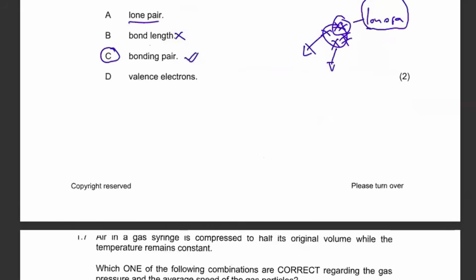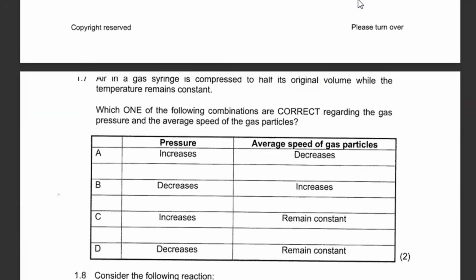Then we move on to question 1.7, which reads: air in a gas syringe is compressed to half its original volume while temperature remains constant. Which one of the following combinations is correct regarding the gas pressure and the average speed of the particles? So if you reduce the volume, it means you are compressing. Generally, if we are compressing, the pressure has to increase. So now we're looking at option A and option C.